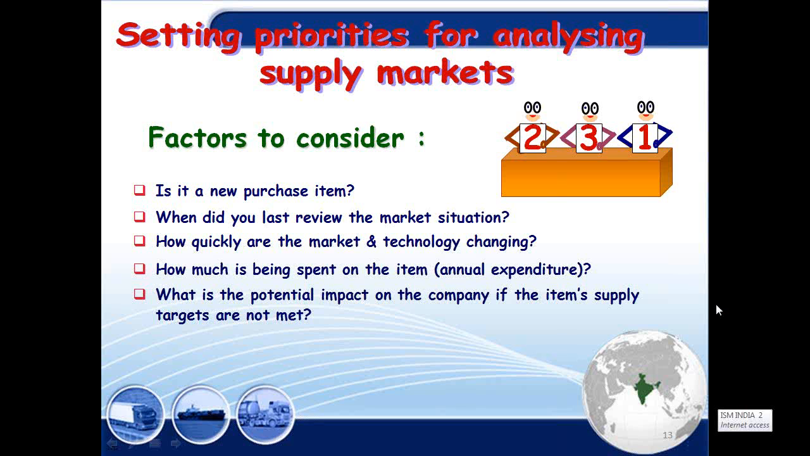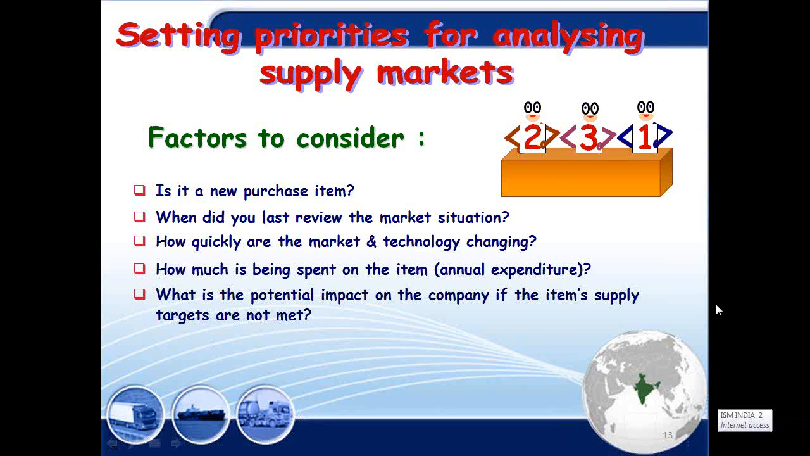How quickly are the market and technology changing? See, the market is changing very fast. Or do I just react to it? How much is being spent? How much time is being spent on the item? Annual expenditure. Because one thing one has to keep in mind, doing analysis of the supply market is a costly affair. It takes time. But if your annual expenditure is so small, you're not going to do a big fanfare of market analysis. So that's where you need to really learn how much your annual expenditure is, and decide based on that.